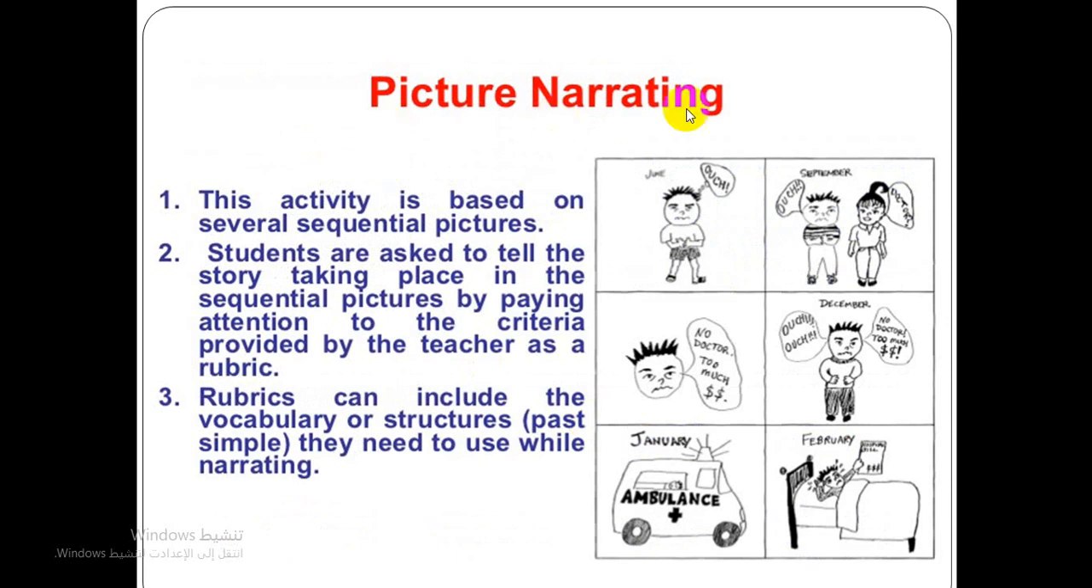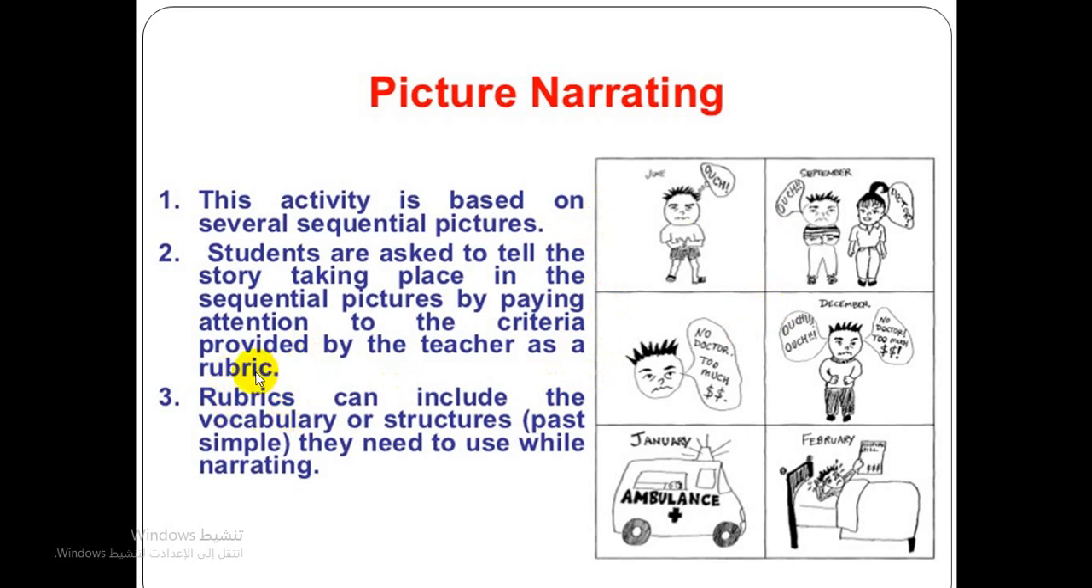Also, we have picture narrating activity. This activity is based on several sequential pictures, as you see here. Students are asked to tell the story taking place in the sequential pictures by paying attention to the criteria provided by the teacher as a rubric. Here, what are rubrics?